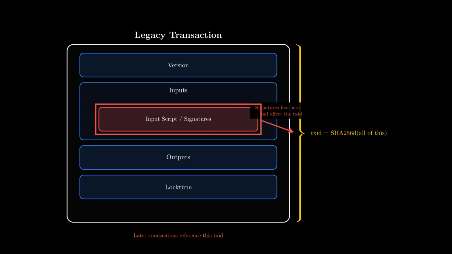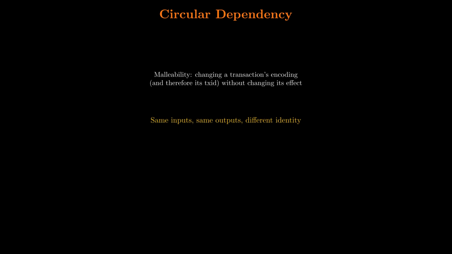If even a single bit of the transaction changes, the txid changes, and every downstream transaction referencing the old txid breaks. This creates the first malleability problem, circular dependency. Malleability means the ability to change a transaction's encoding, and therefore its transaction ID, without changing its economic effect. Same inputs, same outputs, different identity.